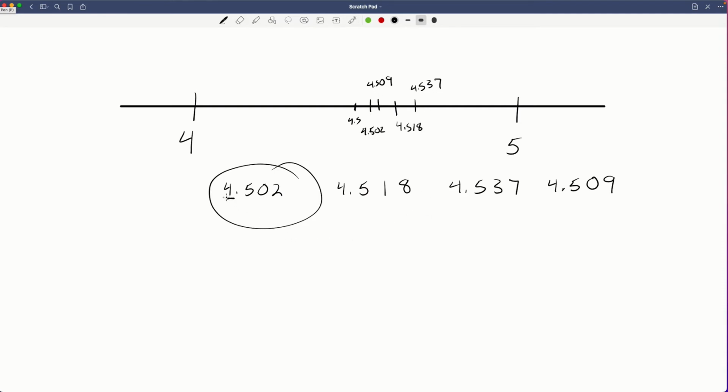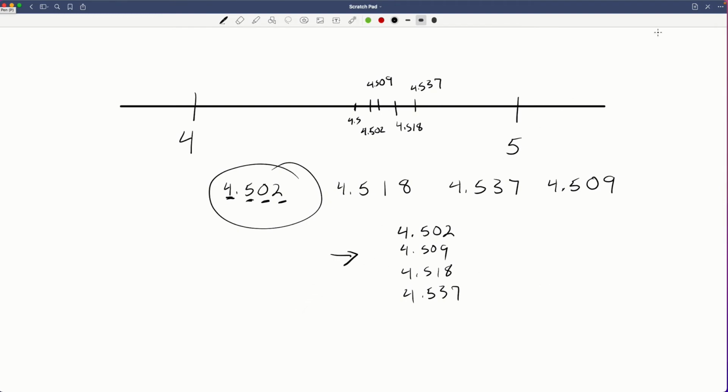But what you do is you look at the first number, then you look at the second number, then you look at the third number, then you look at the fourth number, and you just put them in the proper descending or ascending order. So 4.509, 4.518, 4.537. And you can see it's from this side to this side. From left to right is the order in which you look at them.